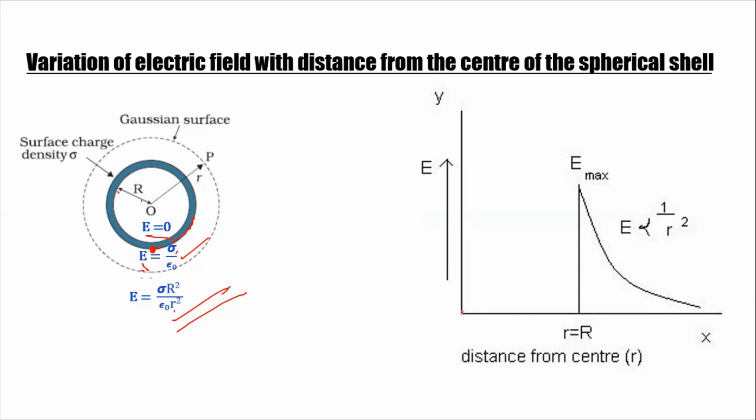If you can see, the electric field is 0 from the origin till the surface of the spherical shell. From there on, the field becomes maximum and it starts decreasing, falling off with regard to 1 by r square. These graphs are important for MCQ questions.